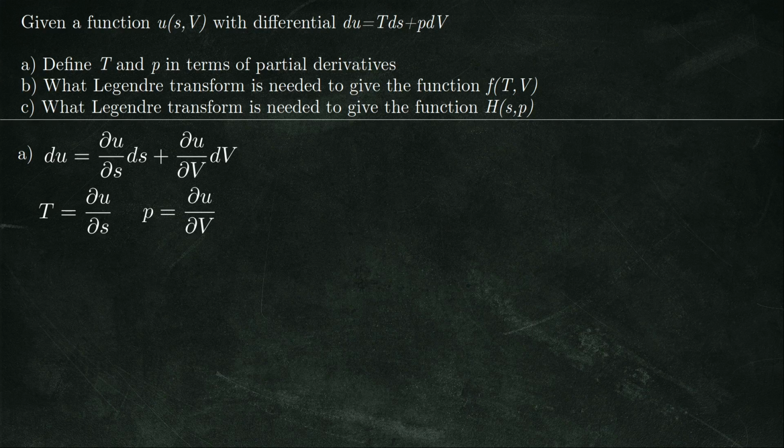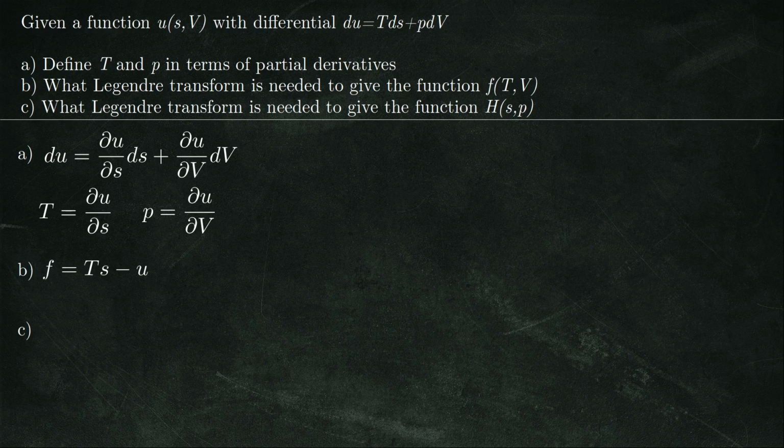Now for part B, we want to see what Legendre transform is needed to give a function that is a function of t and v, not a function of s and v. So remember that when we do the Legendre transform, we swap conjugate variables. So we want to do a Legendre transform between s and t. So f is equal to ts minus u.